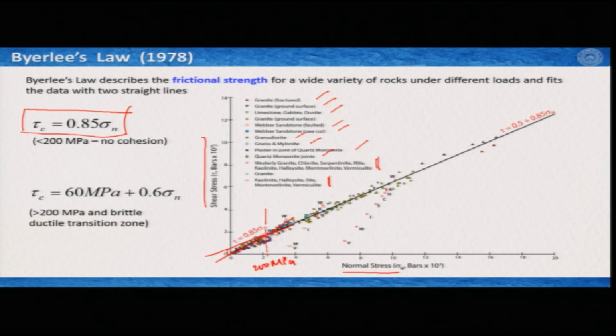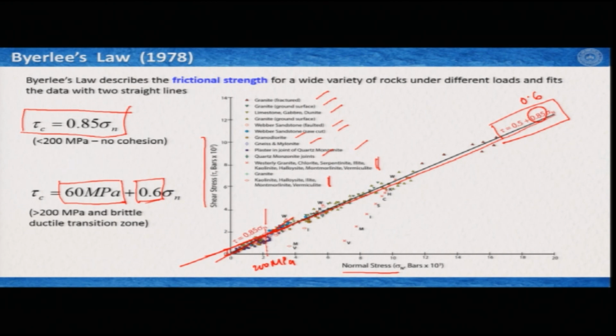However, this is about 60 megapascal, this slope, if we continue like this. And here he found this equation where the cohesion is about 60 megapascal and the coefficient of friction is about 0.6. I am sorry, this is written wrong, this should be 0.6. So, this is how we can figure out that the friction or strength of the rock is not a function of the composition of the rock.